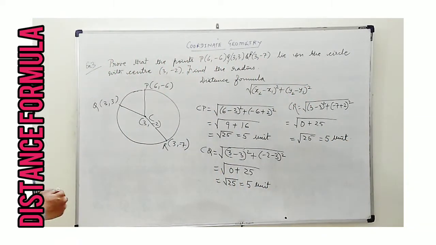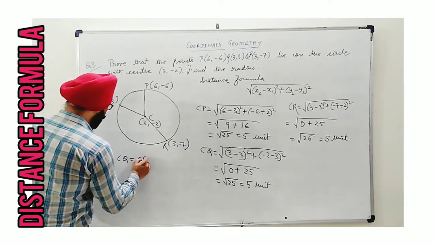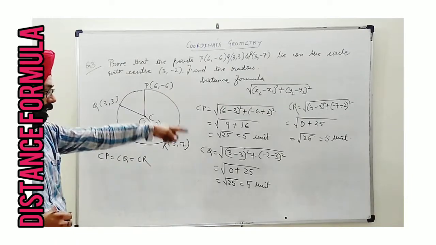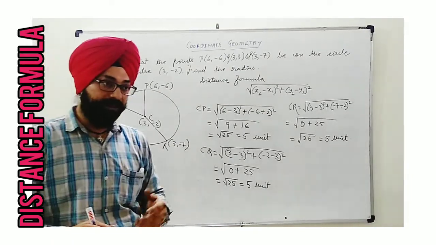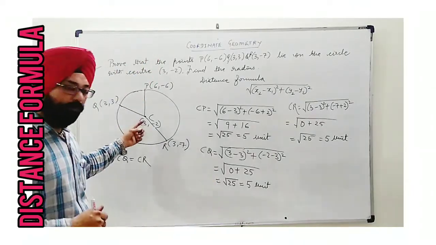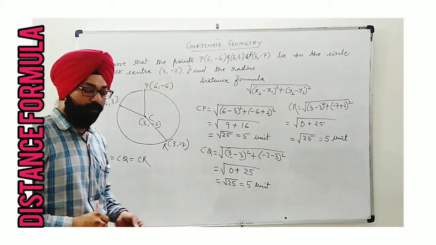As we can see that all distances CP, CQ, CR, they are equal. So this was the purpose to prove. We have done it, and found the radius. So radius of the circle is 5. Okay. So this way we can apply distance formula in different concepts, wherever we need to find the distance between 2 points. Okay. Let's see more questions.